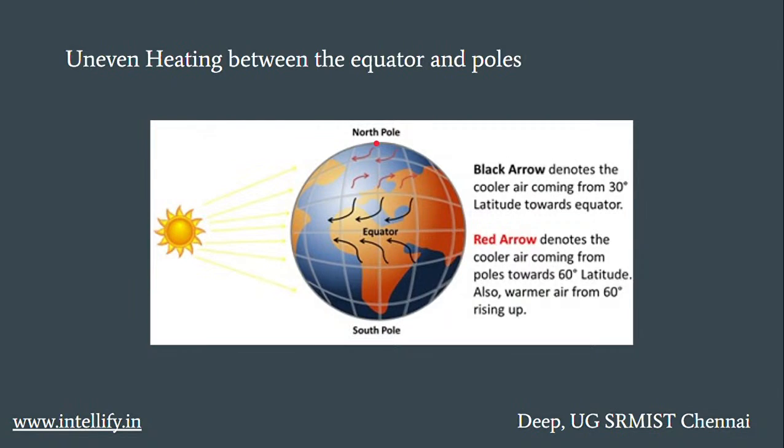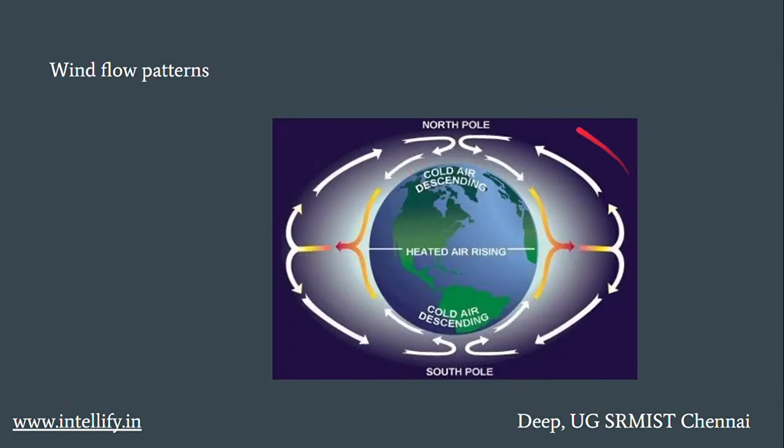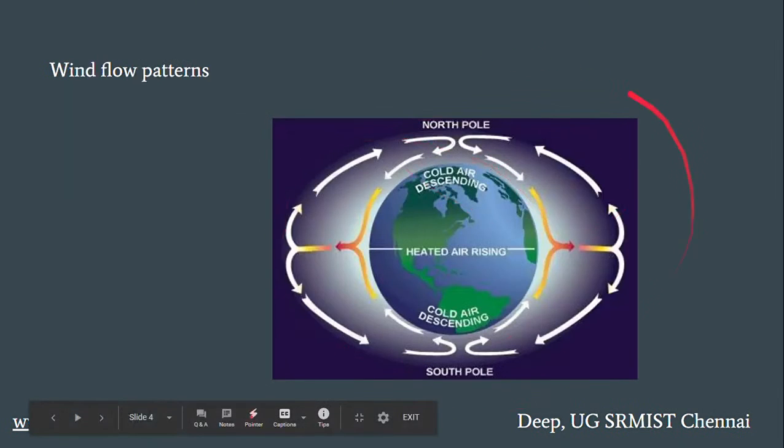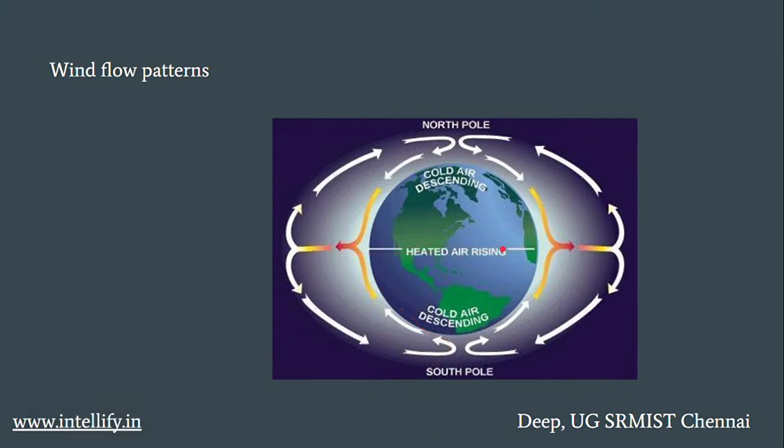So because of this phenomenon, what we observe is something like this, the wind flow pattern of the earth. So as you can see, earth का जो heated air है, जो first heated air है towards the equator, it is rising up, it is going up, cooling down, coming towards the pole, and pole से धीरे धीरे 60 डिग्री, 60 डिग्री से 30 डिग्री, 30 डिग्री से equator में जा रहा है.